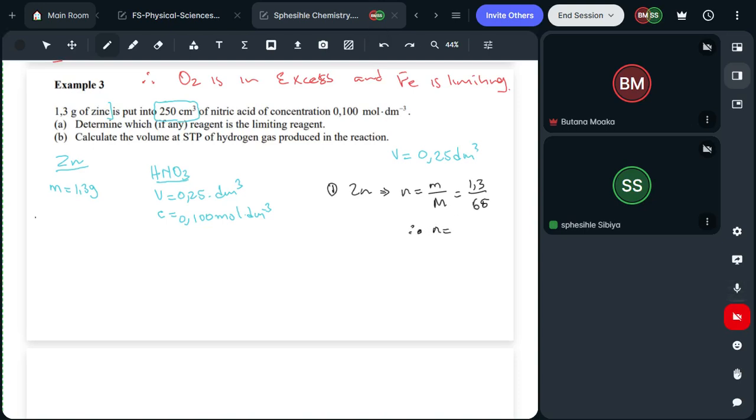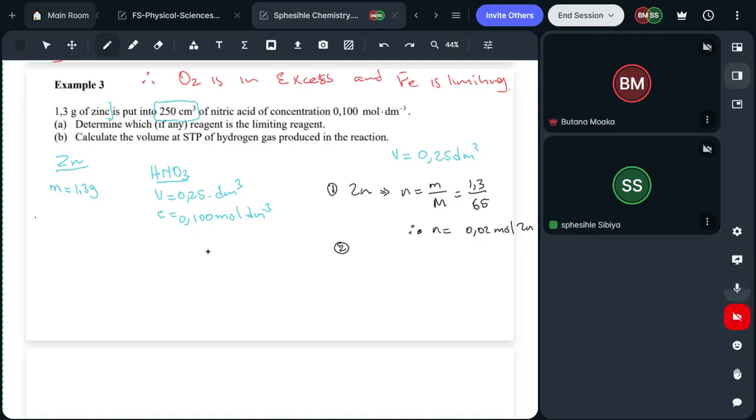So n it's 1.3 over 65. What do you get when you divide these two? 0.02. 0.02 mole of what? Of zinc. Then we are done. For the second one, we need to calculate the number of moles of that nitric acid.